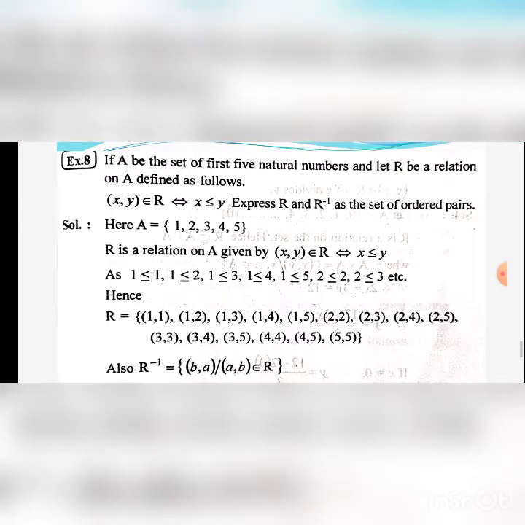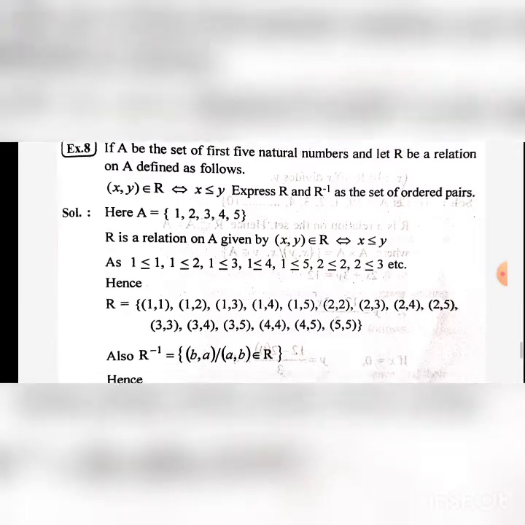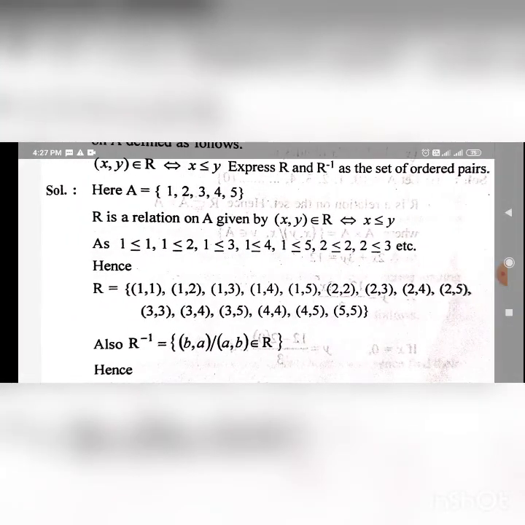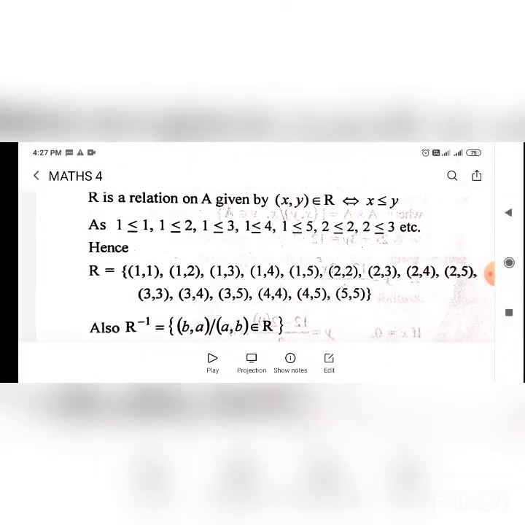2 is less than or equal to 2, 2 is less than or equal to 3, etc. Hence R will be what? We have to establish the relation as per the given condition x is less than or equal to y. So what are the elements of the set? (1,1), (1,2), (1,3), (1,4), (1,5), (2,2), (2,3), (2,4), (2,5), then (3,3), (3,4), (3,5), (4,4), (4,5) and (5,5).